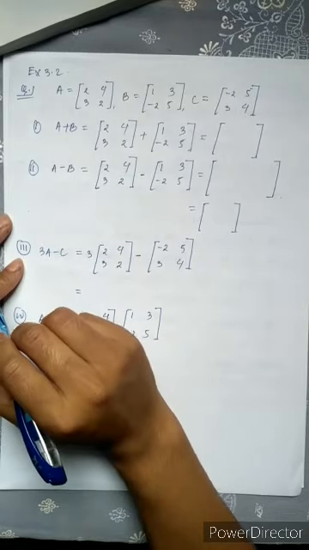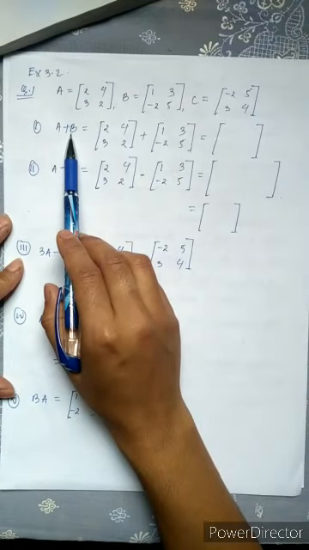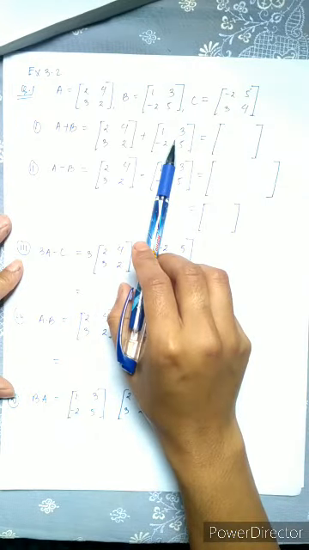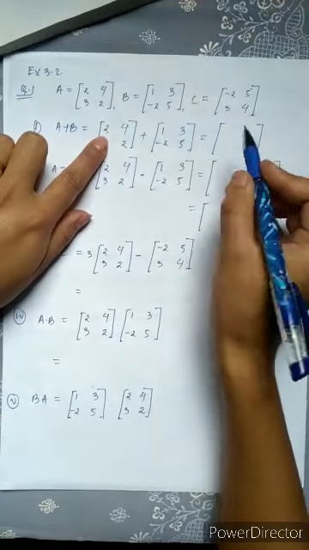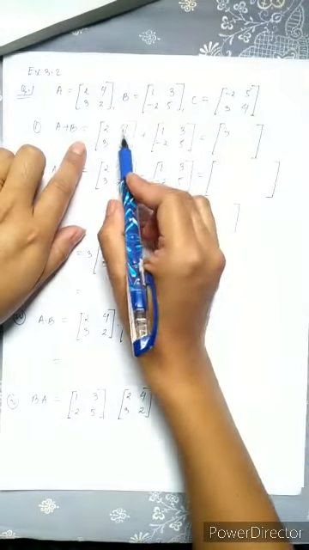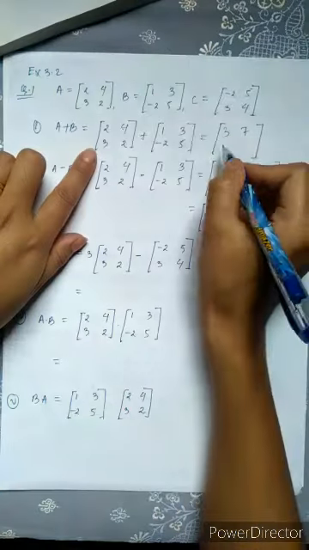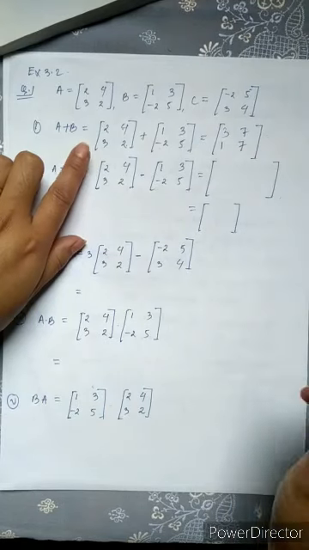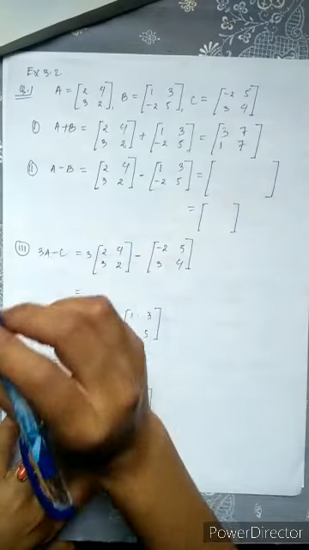In matrix addition, A plus B is obtained by adding the corresponding elements of matrix A and the corresponding elements of matrix B. 2 plus 1 is equal to 3. And 4 plus 3 is equal to 7. And 3 plus minus 2 is plus 1. And 2 plus 5 is equal to 7. The matrix 3, 7, 1, 7 is the addition of matrix A and matrix B.